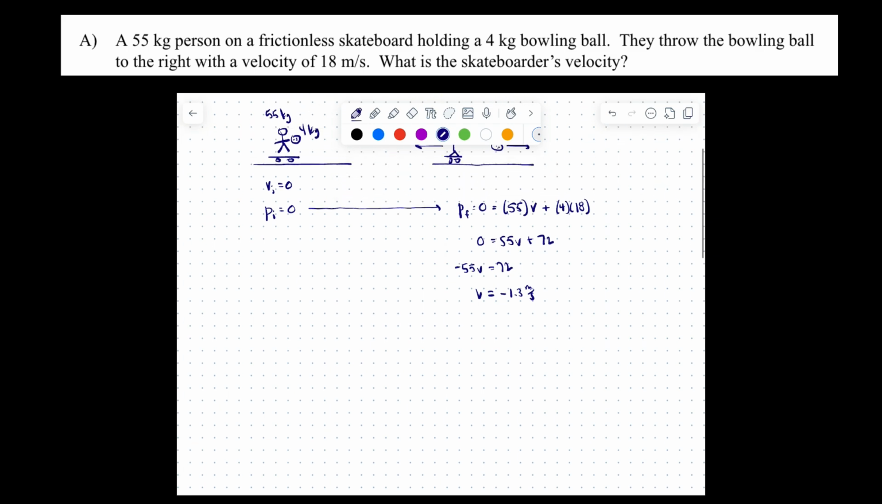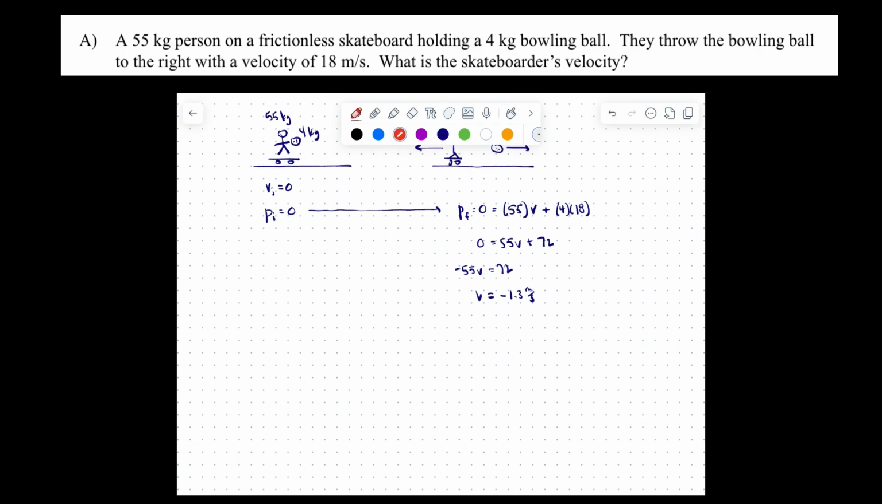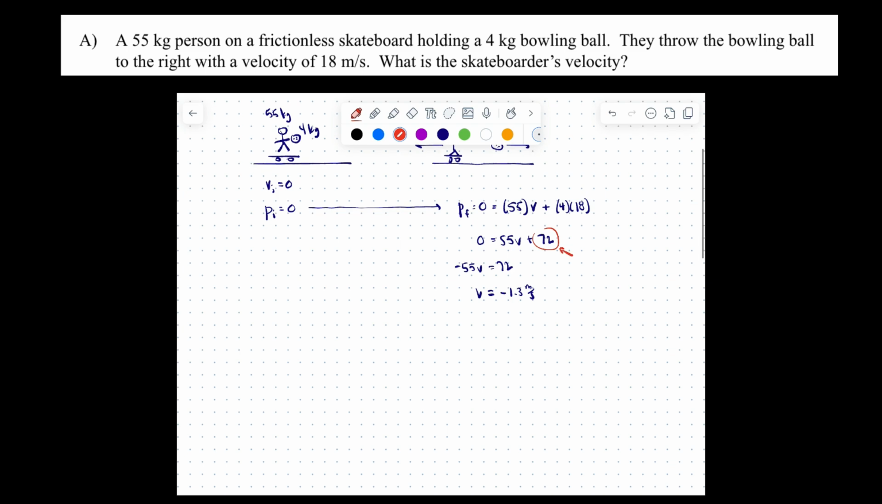And I have a tendency to not write down units when we solve problems, but just to make sure we're clear on that, that 72, that's the momentum. That was m times v. So if we were including units, that would be 72 kilogram times meters per second. That would be the units for momentum.